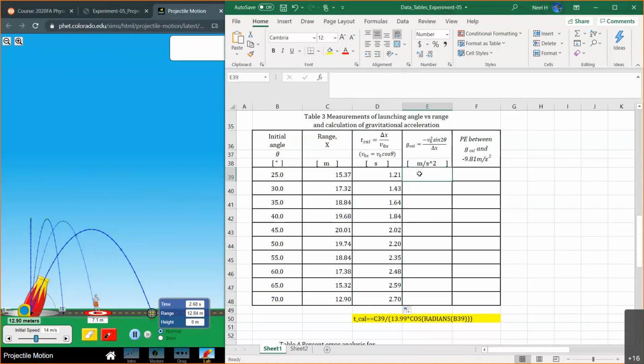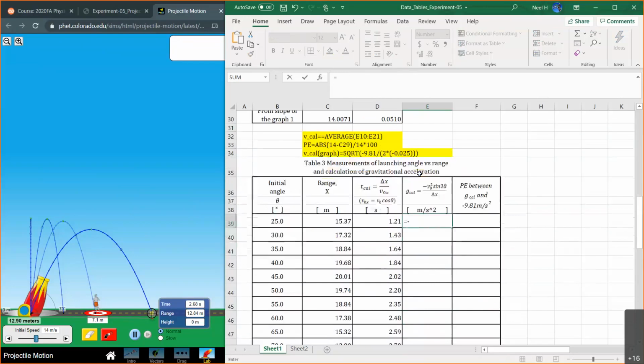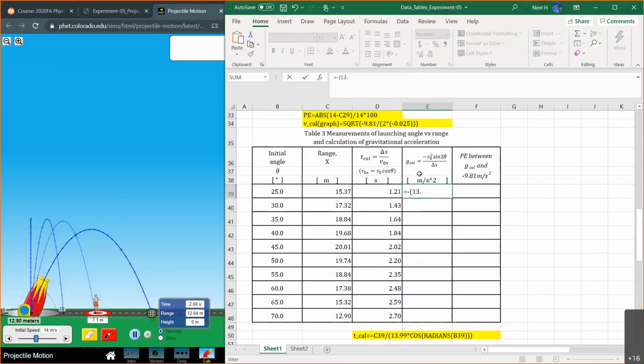We're expecting 9.81. Let's do that calculation. Equal sign, minus v0 to the power 2, negative sign. Then v0 is about 13.99, I'm going to use the average calculated, in parentheses, 13.99 to the power 2, close brackets, and then multiply by sine. I need sine of twice theta, in parentheses. We need the radians function always, right? Radians, 2 times theta, that is B, cell number 39, close bracket for radians, close bracket for sine, and then divide everything by delta x, that is C39. Then hit enter, I'm getting 9.75. That's good. We have a little bit of error. That error is because, as you remember, I purposely measured delta x a little bit wrongly.